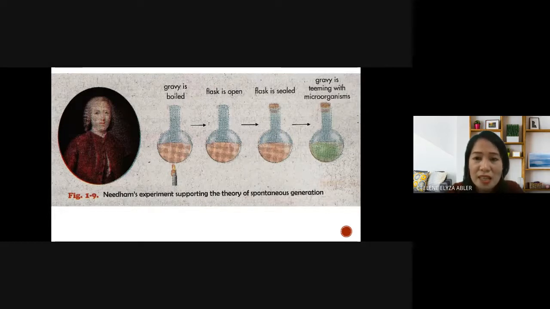The problem, class, is that there is something wrong with his experiment. Where is the error? 1, 2, 3, 4. It's actually number 2. He left it open. Remember, he left it open. That means it's possible that the air going into the flask already had microorganisms. So by the time he sealed it, he had also trapped the microorganisms with the gravy, even though he boiled the gravy first. So that is the problem in his experiment. Although he supported spontaneous generation, which is that life can come from nothing, there is a mistake in his experiment. Okay? So that is where he made the error in the setup. This setup of John Needham is already rejected now.